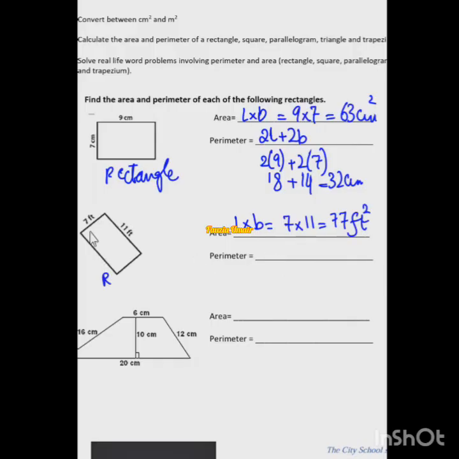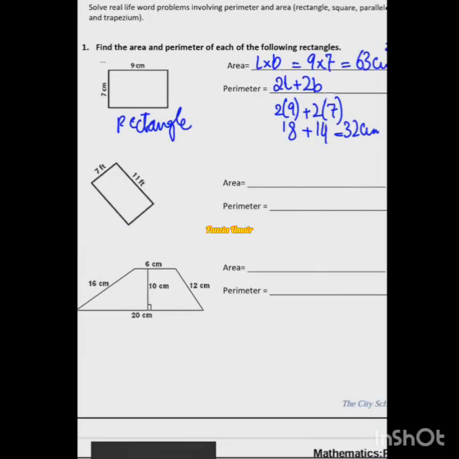You can do it manually also. This is 11. This is 7. So you can write down like this also, 11 plus 11 plus 7 plus 7. So the total would be 22 plus 14, 36 feet, right? Yes, ma'am. Now we will come to the third shape.